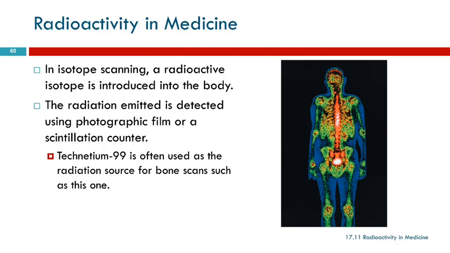So this picture here is showing a bone scan where the radioactive isotope technetium-99 is administered to the patient, and then that's distributed throughout your body, and then either a scintillation counter or photographic film will take a picture like this and show where the technetium-99 has been concentrated. And based on where that isotope goes, the doctor, looking at evaluating the scan, can ascertain what's going on with your bones.